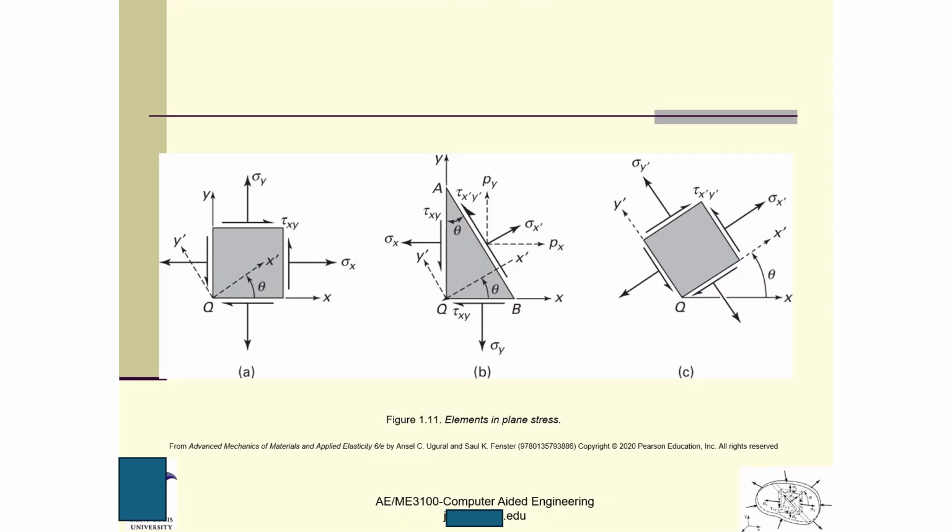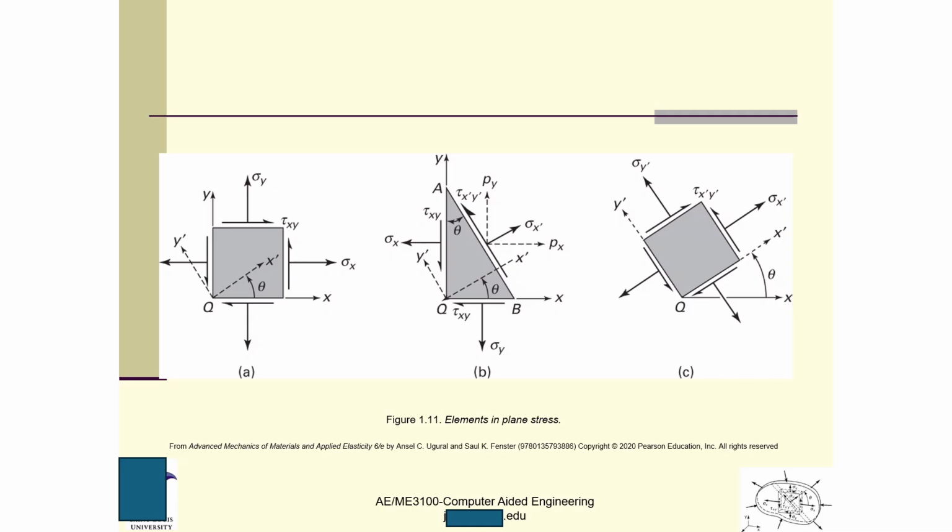And then we talk about the 2D case. This is stress transformation. This is x, this is y, and this is x prime, this is y prime. If we rotate the x, y coordinates to get x prime, y prime, which forms an angle theta with x and y, here you can get the element in plane stress.